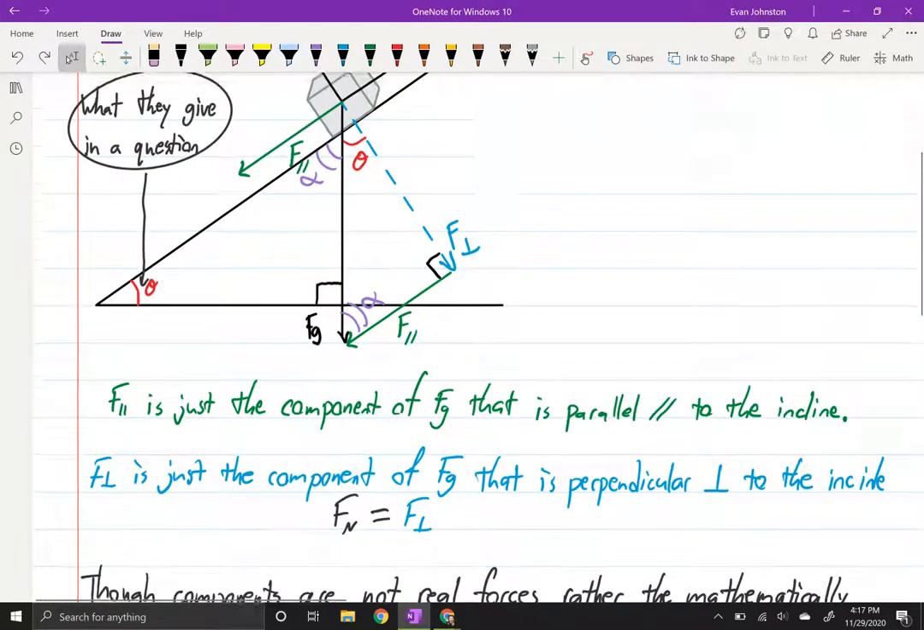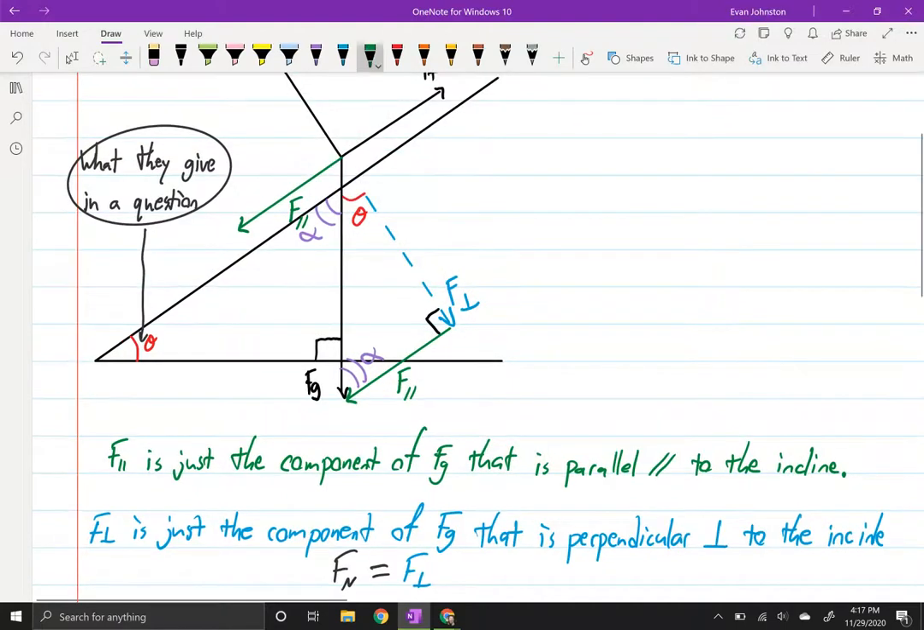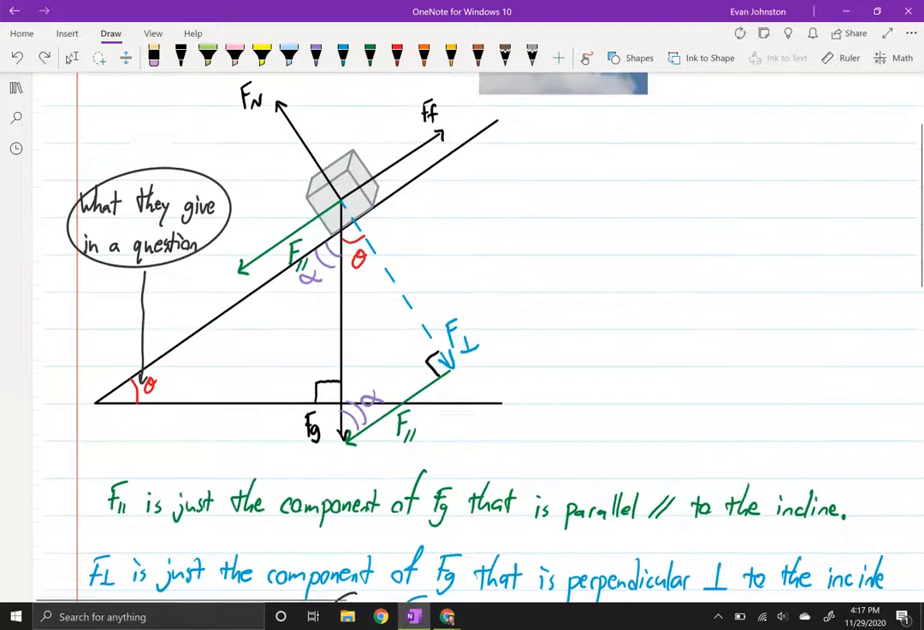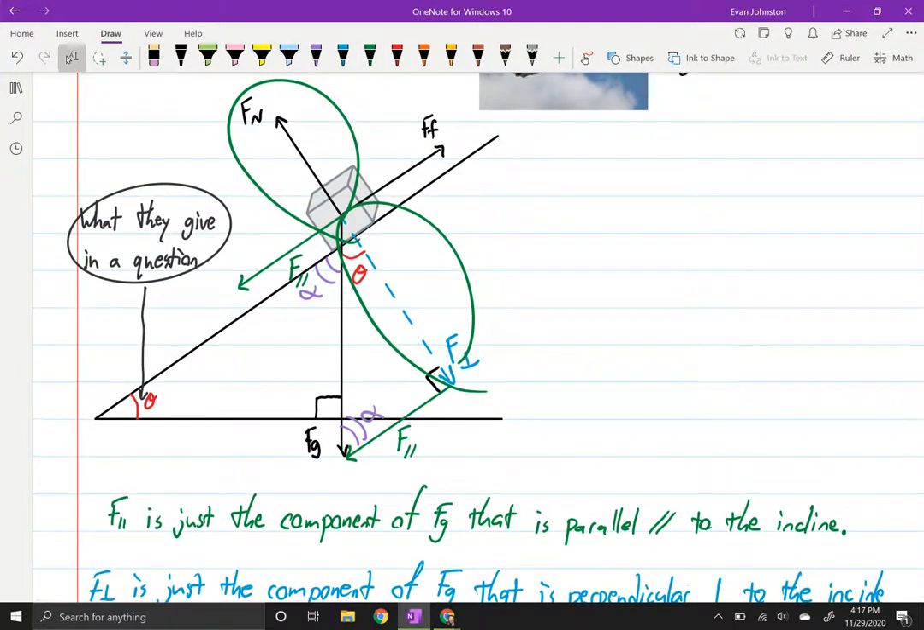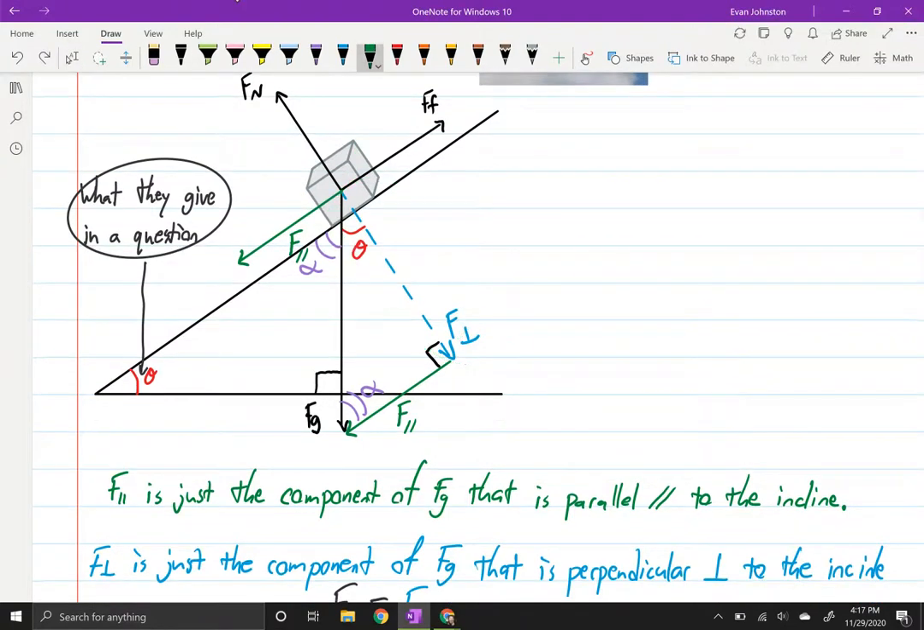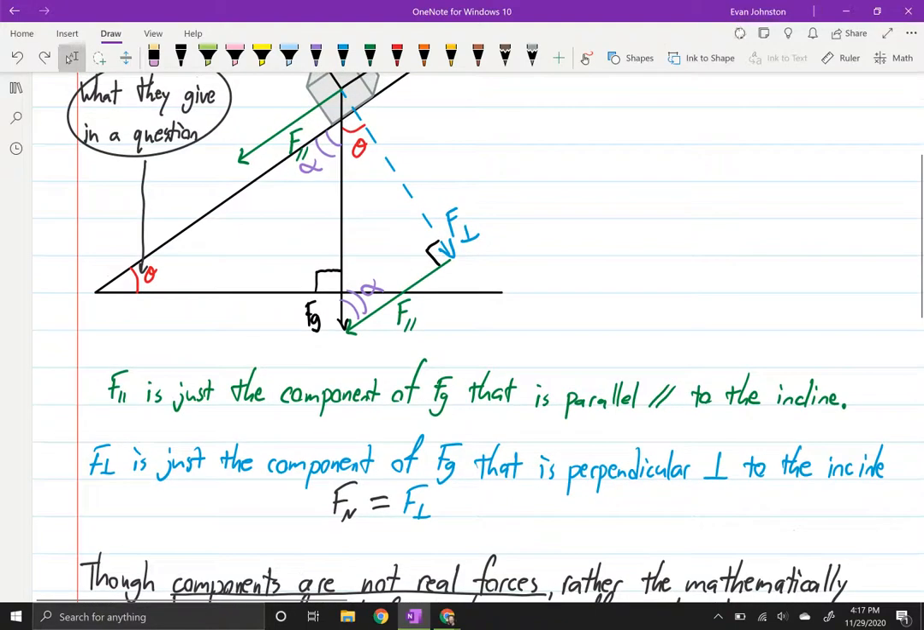And the neat thing here is, at least as long as my box isn't accelerating through the Earth or flying off into the mesosphere, we know that the forces going off the surface must also be equal. Otherwise, my box would be hopping up off the surface or going down through the incline. So that's all it is. They're just the components of gravity that are perpendicular to the incline. That's all it is. And I don't know why my L got over there. That's a little odd.